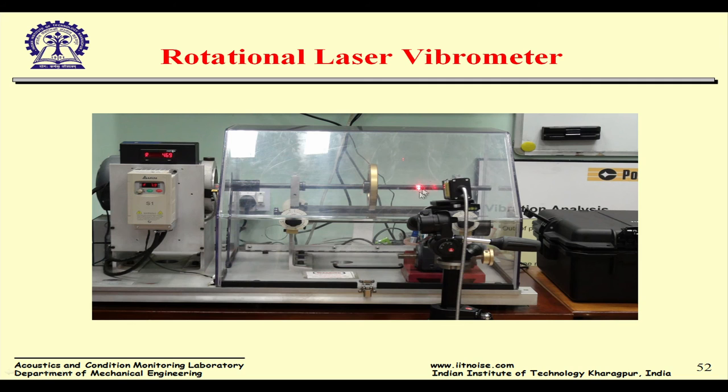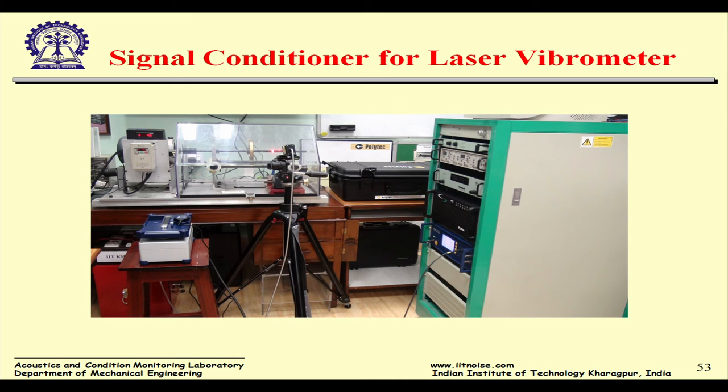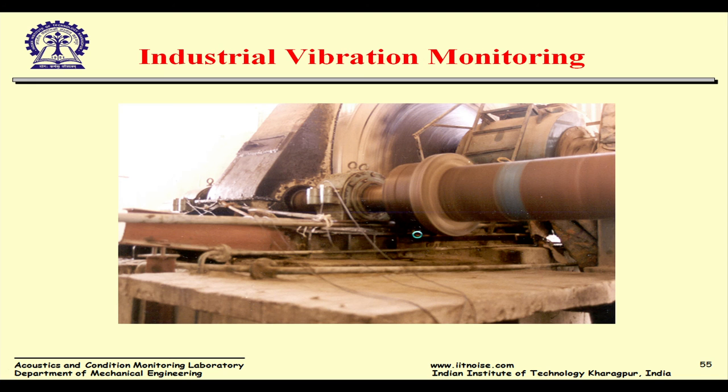Here you can see a laser vibrometer trying to measure. If you see two laser dots, it's trying to measure the rotational vibration also. This requires certain signal conditioning as well. We do a lot of industrial noise and vibration monitoring, just to give you a feel of how bad and dirty the industry is in terms of the environment where we measure, but then we have to collect the data and bring it to the lab.